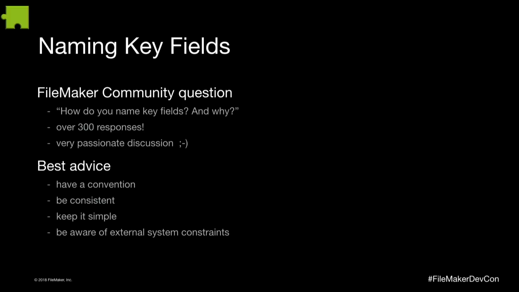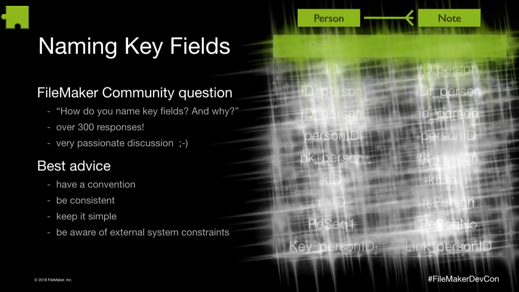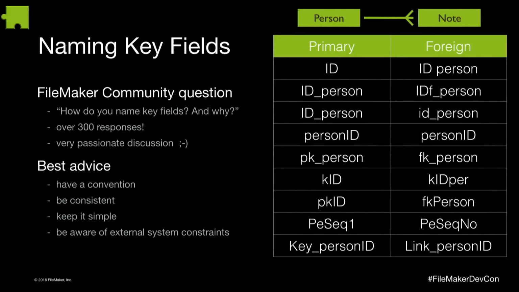In FileMaker, you can do a lot of weird things. FileMaker is very forgiving as far as naming conventions go, but once you go outside the FileMaker ecosphere, then you have to sort of consider what the other systems are going to think about that. And just to distill it down again, in a simple example of person and note, this is sort of examples of what people came up with as possible naming conventions for primary keys on the left and foreign keys on the right.